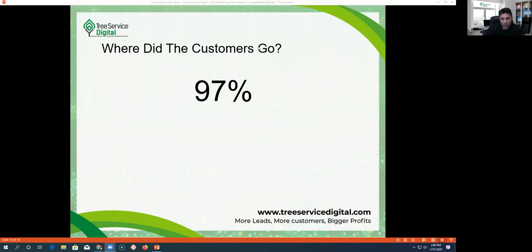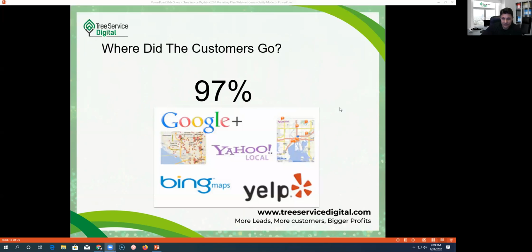Where did the customers go? Well, 97% of them are in these spots right here. And Google is about 85% of even that. So you got to be high up on the search results with Google if you want a lot of calls. Bing and Yahoo, yeah, there's still some calls and search volume going on there, but it's only about 8 to 10% of the market. Google's got 85%, a huge monopoly on the search market.